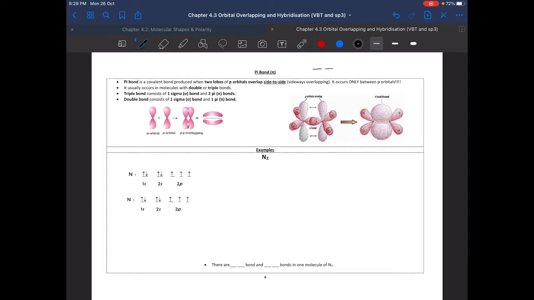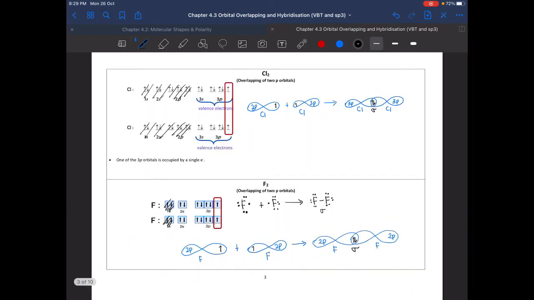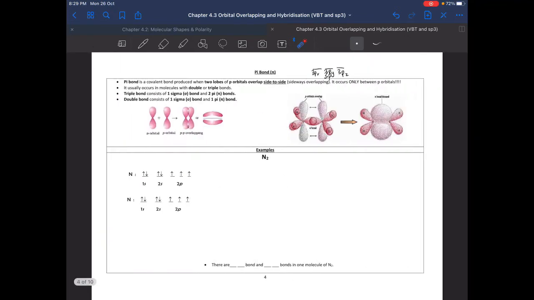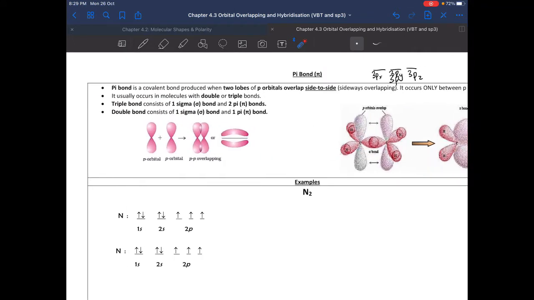Okay, for example, kalau 3p, still remember kita ada px, kita ada py, kita ada pz. Okay, so kita akan draw px, py and pz, and when this p orbital overlap, they will form pi bond. Tapi overlap side to side. Kalau tadi ada juga p orbital overlap with p orbital, for example this one. Tapi dia tak form pi bond sebab this overlapping berlaku antara end to end, hujung ke hujung. Kalau dia overlap side to side, then it will form a pi bond. Okay, so it usually occur in molecule with double or triple bond.